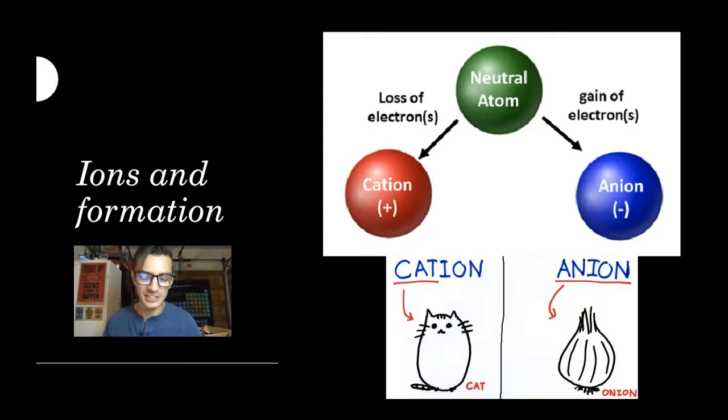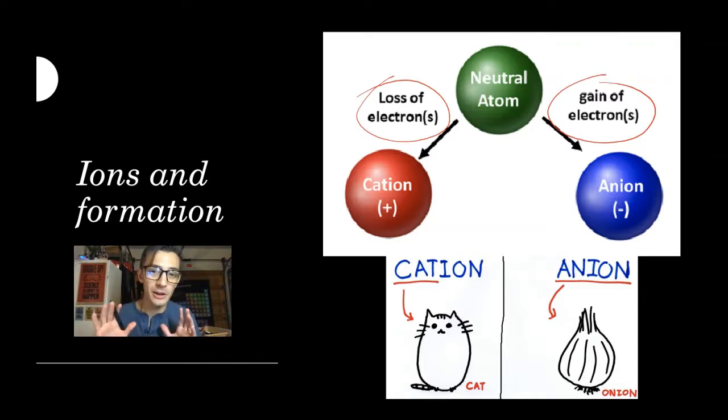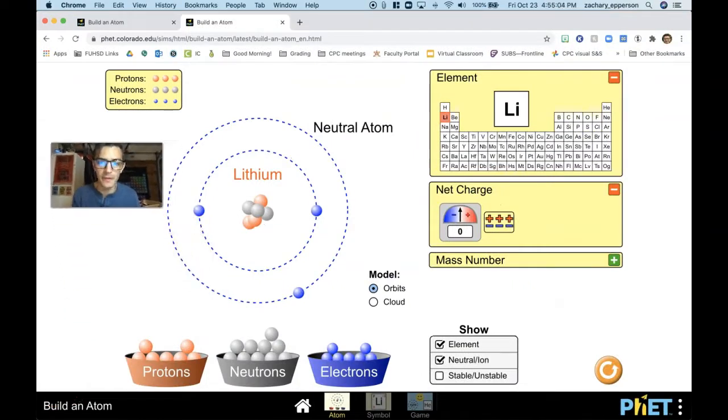So how do ions actually get formed? Well, the first thing to know is that it comes from the loss or gain of electrons, never the gain of protons itself. The protons never are added or taken away to form an ion. That's by definition changing the atom. So I'm going to demonstrate this by showing you what this looks like through the PhET.